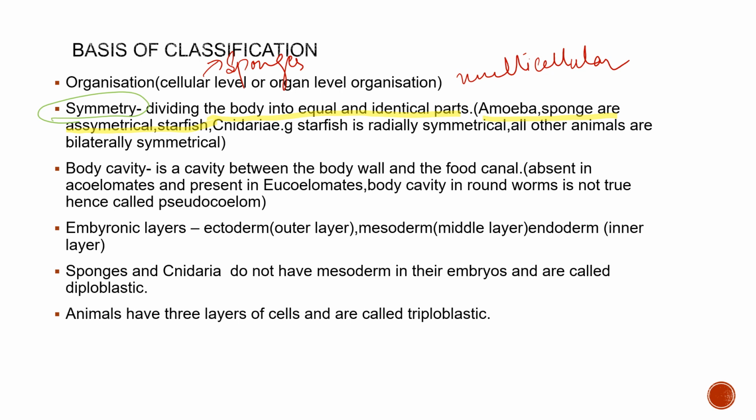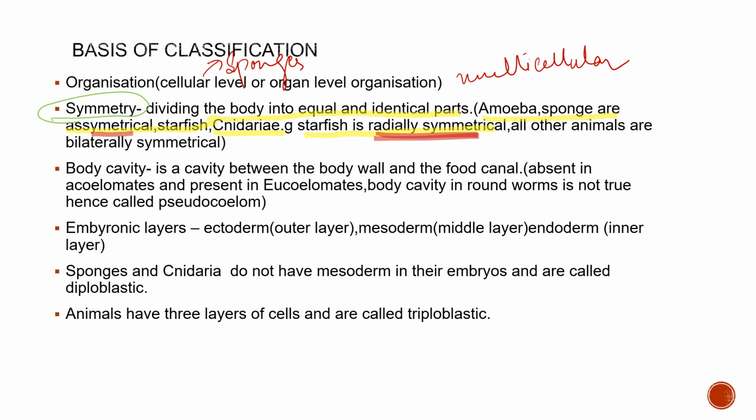Now when we come to the next category, that is starfish, which is Cnidaria. So Cnidaria, a starfish, is radially symmetrical. What does this term radially symmetrical mean? It means that a line passing through the center will divide the body into two similar halves. So that is radially symmetrical.